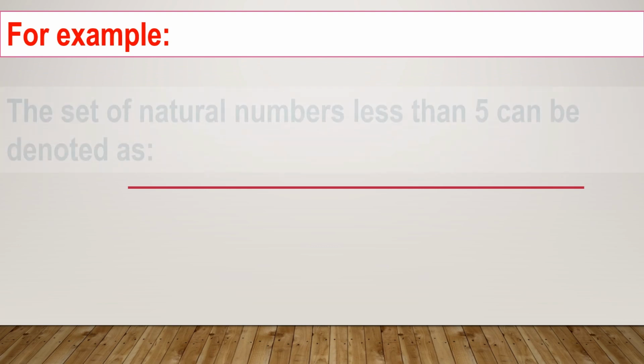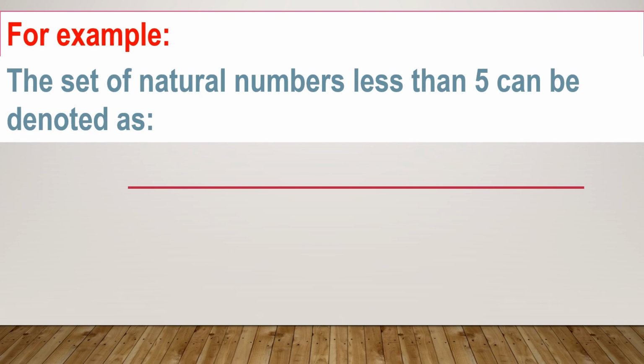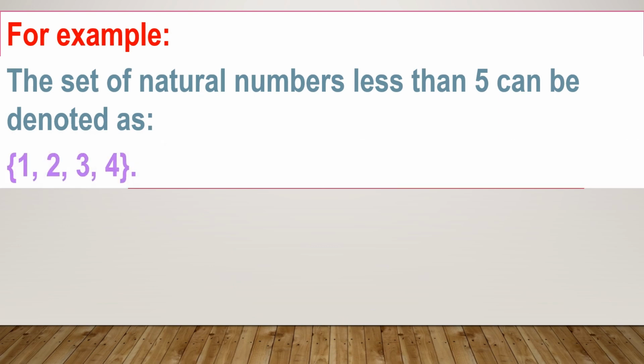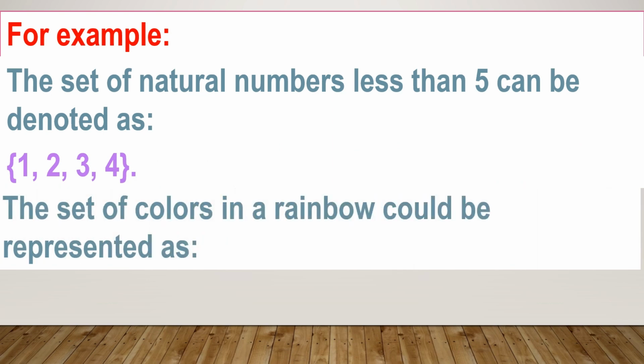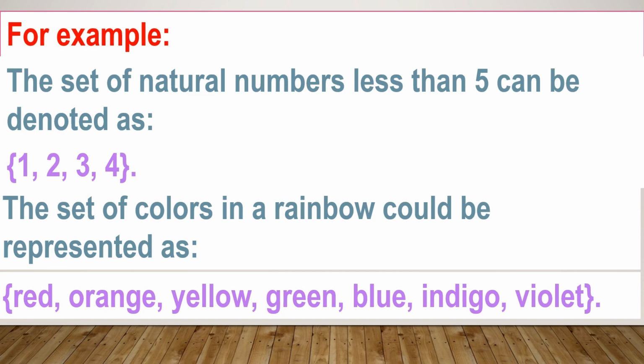Let's start with some examples to understand the definition of set. The set of natural numbers less than 5 can be denoted as 1, 2, 3, 4. Then the set of colors in a rainbow could be represented as red, orange, yellow, green, blue, indigo, and violet.